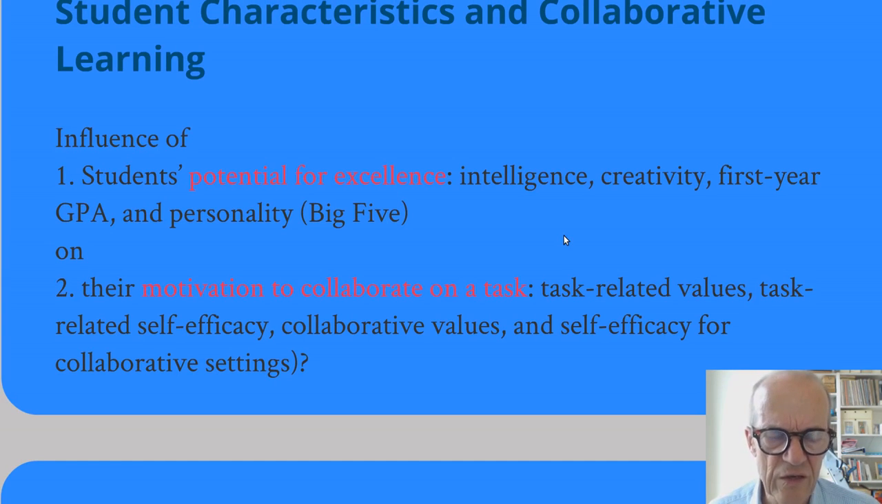So the extent to which individual students valued a particular collaborative task, thought positively about their self-efficacy in relation to this collaborative task. Whether students value the collaboration part of the task, and again, whether they were positive about their chances to perform well in such a collaborative setting. So it was the task and the collaboration part of the task which were measured separately, both the intrinsic part and the self-efficacy part of a student's motivation. So we have quite a complex model.